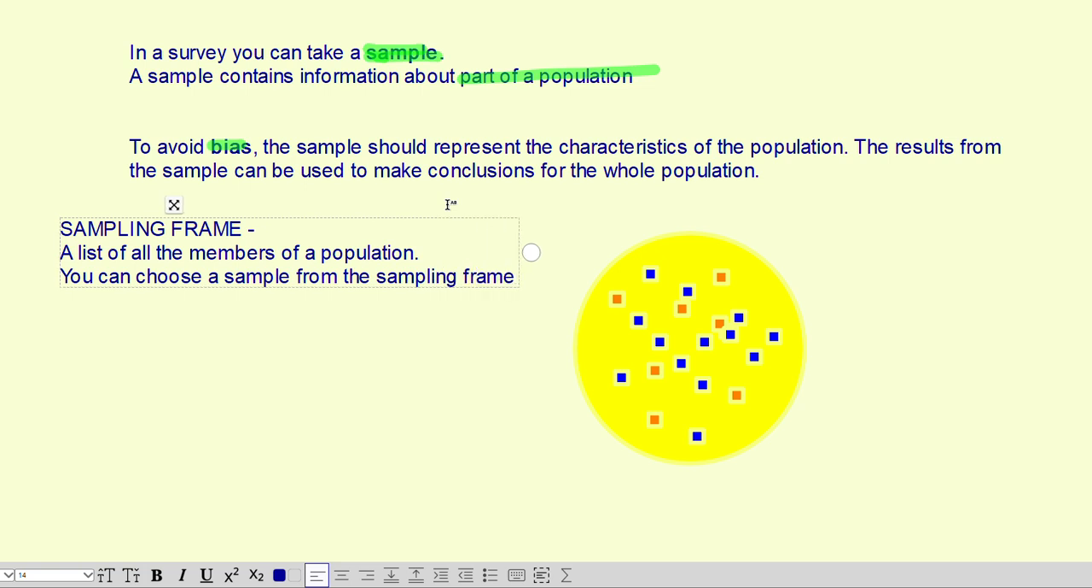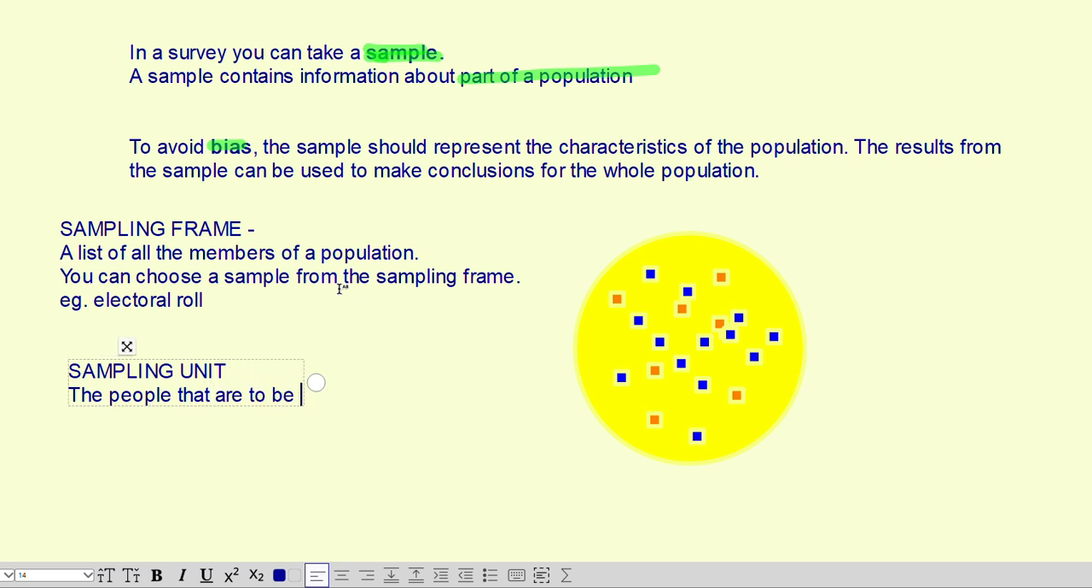In some instances, we're going to go through loads of different types of sampling, and some of them do require a list. That might be something like the dentist list, or the electoral roll, or the class register, the school register, if that's your population. The other one is a sampling unit. These are the people that are to be sampled. So in the case of the head teacher getting the opinions of the Year 11 students, the sampling units are the Year 11 students. So for example, students in a school.